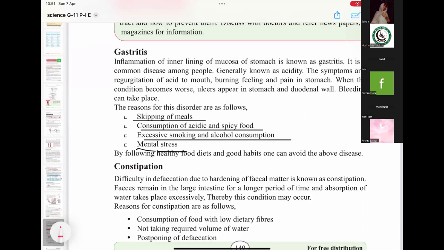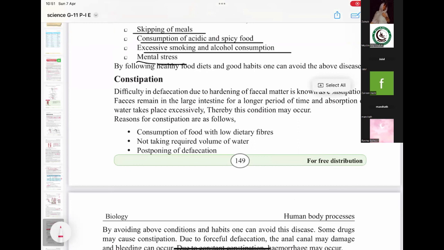The other thing is constipation. It's because you control your fecal matter frequently, so you will have difficulty in defecation, because now the fecal matter was there for a long time and it's hardened, so it will be very hard for you to release all the fecal matter from your body.